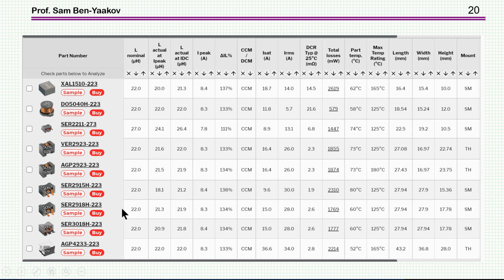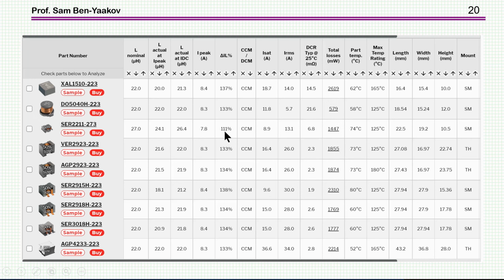The simulator gives a suggestion of various cores that would do the job for this particular application. Among other things, you see here the total loss. So here is 2.6 watt, half a watt, etc. So you can pick your inductor, for example, by the losses that you have here.